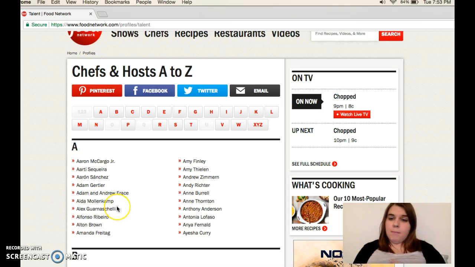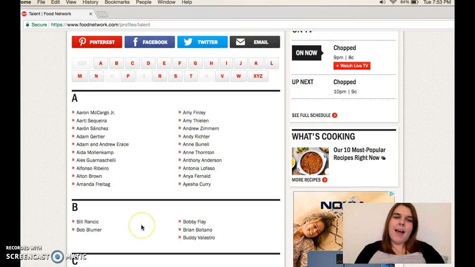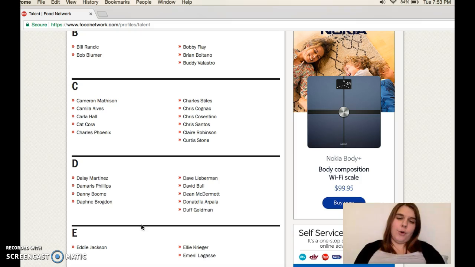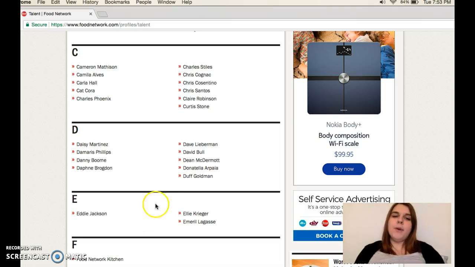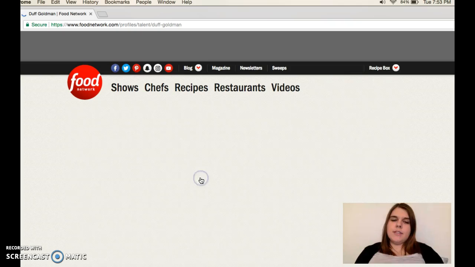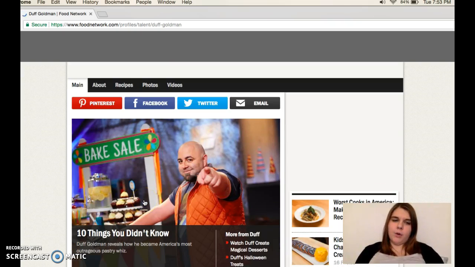I personally made one as a little bit of an example, but yours will be much better because you are all much more creative than I am in terms of drawing. I will show it to you, but you can't laugh at it. There's a reason I'm a FACS teacher, not an art teacher. So I picked Duff Goldman, and this goes in alphabetical order by first name, not by last name. So Duff Goldman, there he is. I'm going to click on him. What a cool guy.